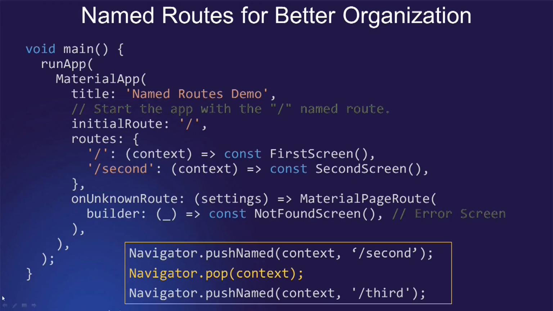And when I call Navigator.pushNamed and write /third, since third is not defined in routes, it will redirect me to that error screen. So this is how named routes work, and it organizes your code in a better way.